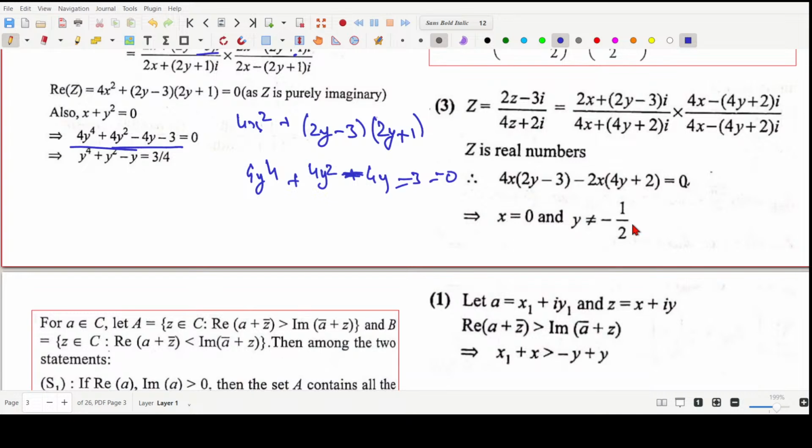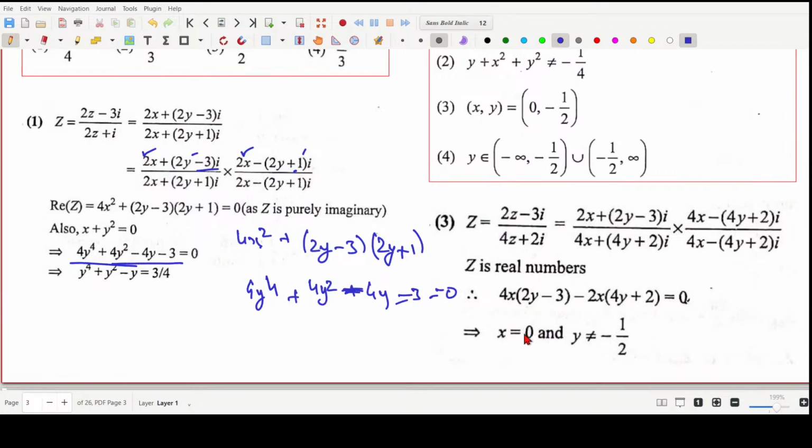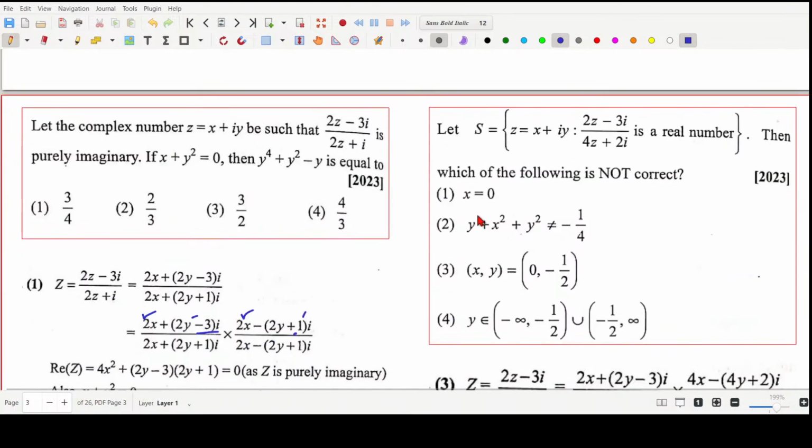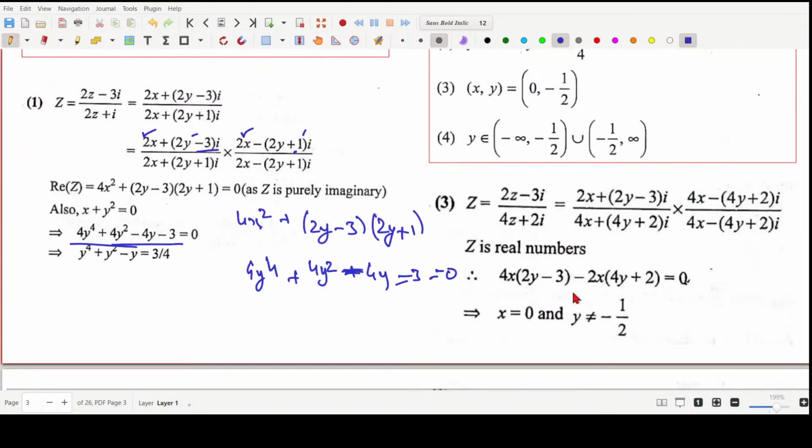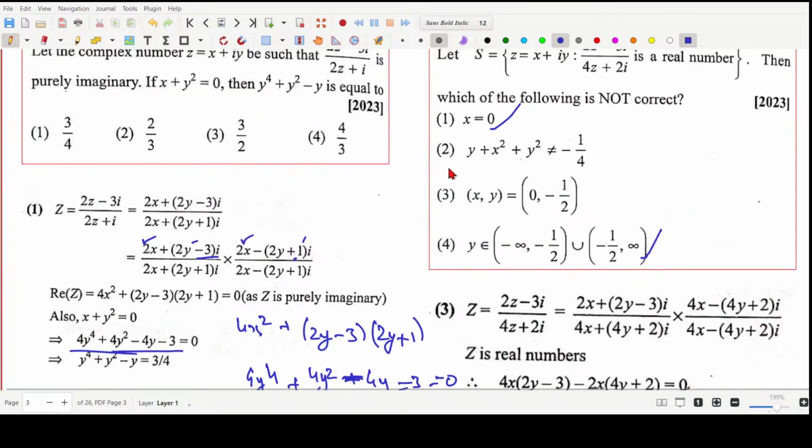Okay, sir, you can change it. Got it now? Yes, sir. So x equals to 0 is a solution, right? So this is valid. And y should not be equal to minus half, right? Yes, sir. So this is consistent. This is consistent.